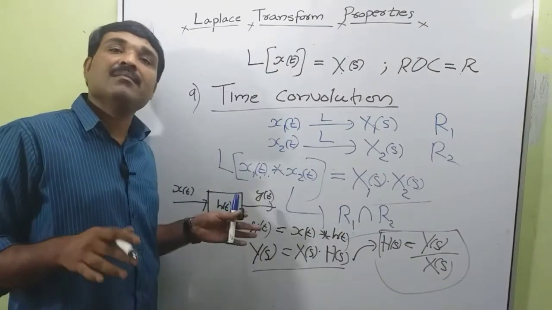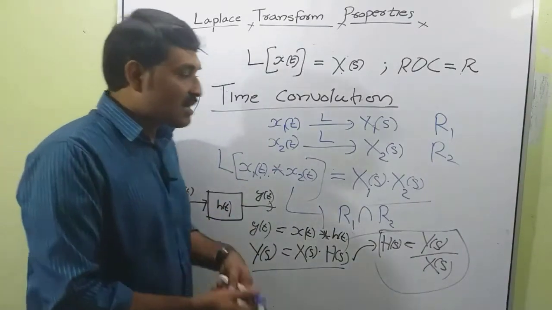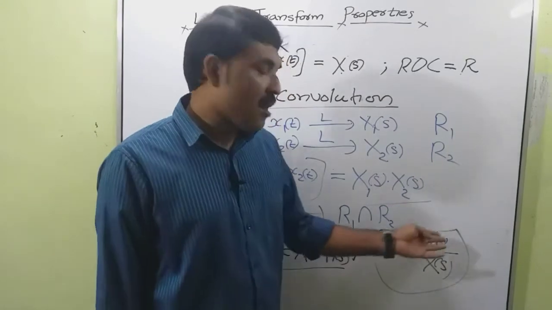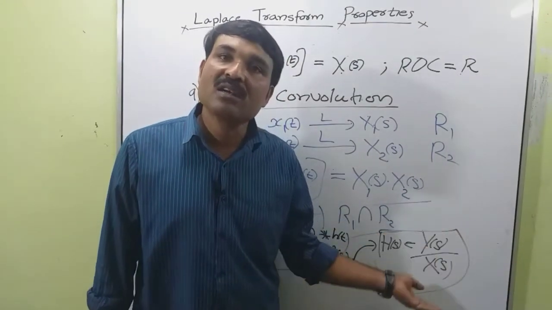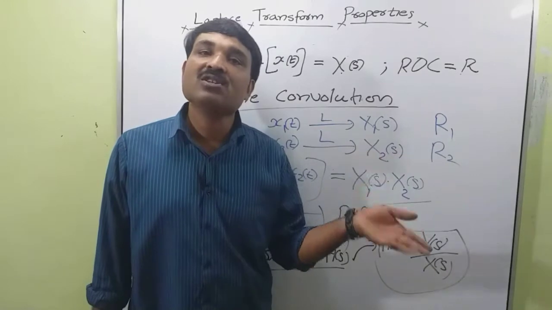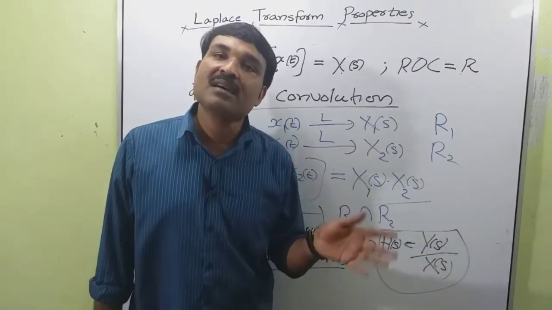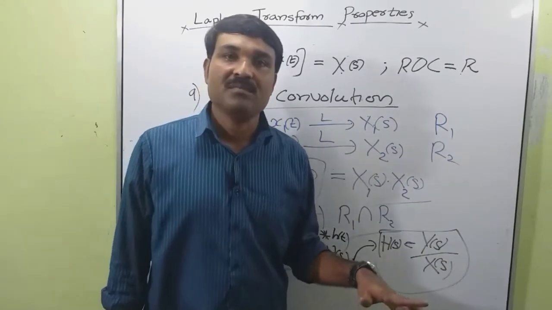This is nothing but the transfer function of the system. So the transfer function of the system is equal to the Laplace transform of the output to that of the input, by assuming all initial conditions 0. That is the same as the Laplace transform of the impulse response of the system.